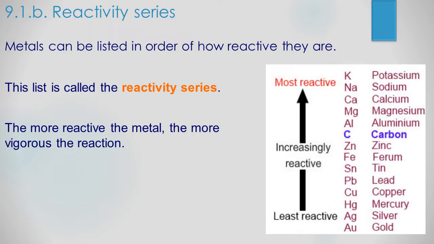So as you can see, K, potassium, is the most reactive metal among the ones mentioned in the list, and gold is the least reactive metal. So this is called the reactivity series.